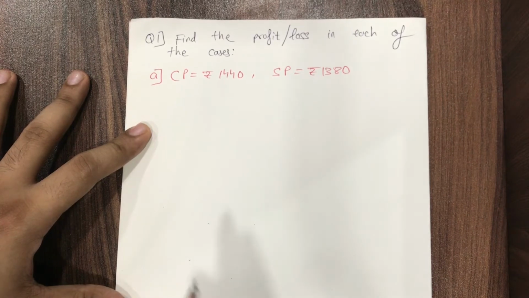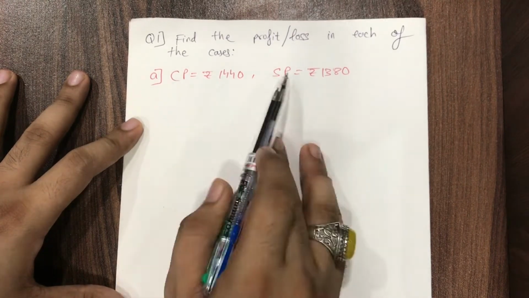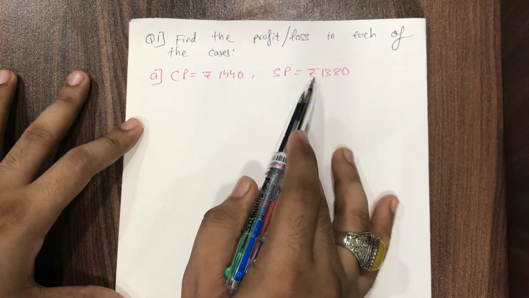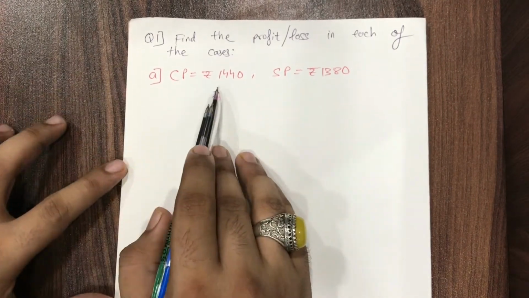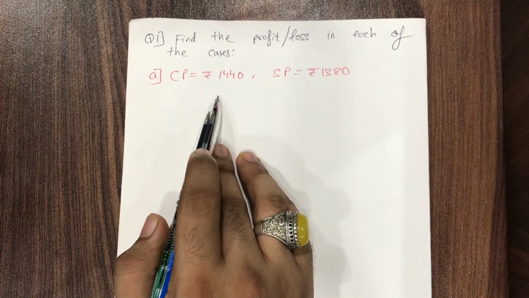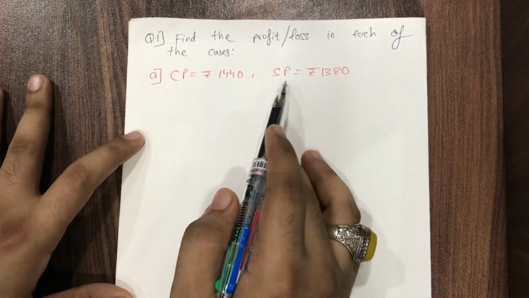According to that note, we just have to compare selling price and cost price. Selling price is the price at which I am selling from my shop, and cost price is the price at which I am getting from the company. Okay, can I say, students, see this?